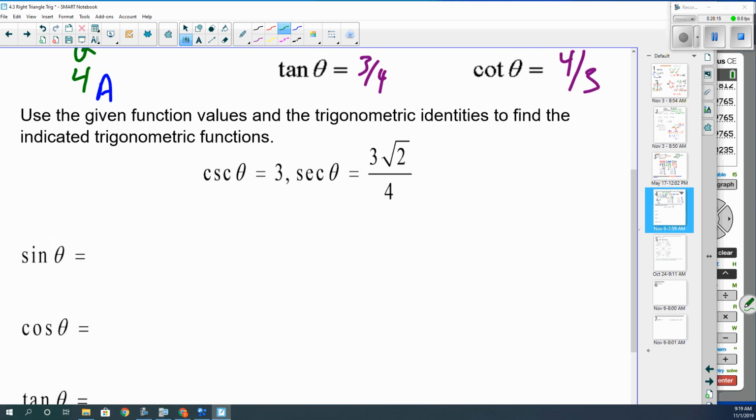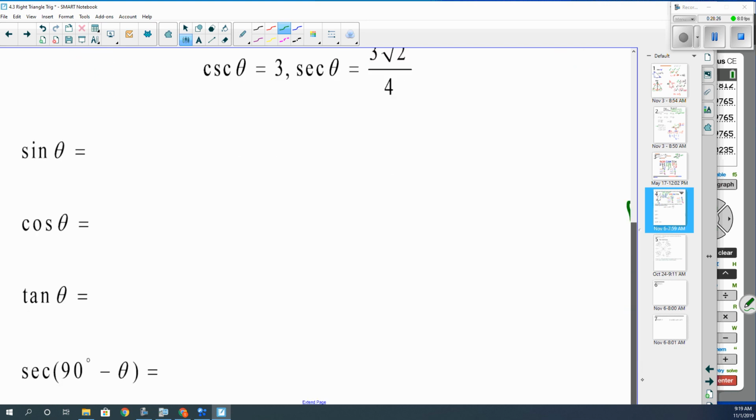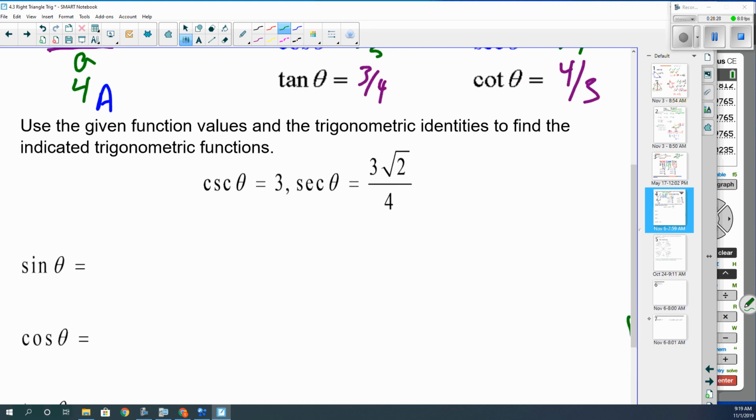Okay, so it says use the given function values and the trigonometric identities to find the indicated trigonometric function. So I want to find stuff about sine, cosine, and tangent, and secant, and they gave me cosecant and a secant. What I'm going to do is construct a right triangle, and I'm just going to call the angle down here theta.